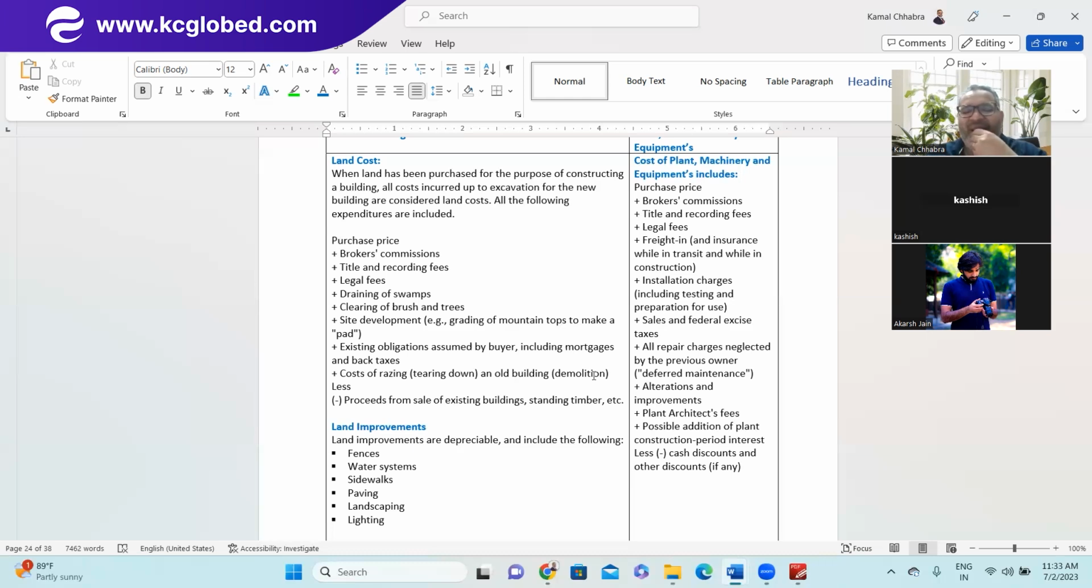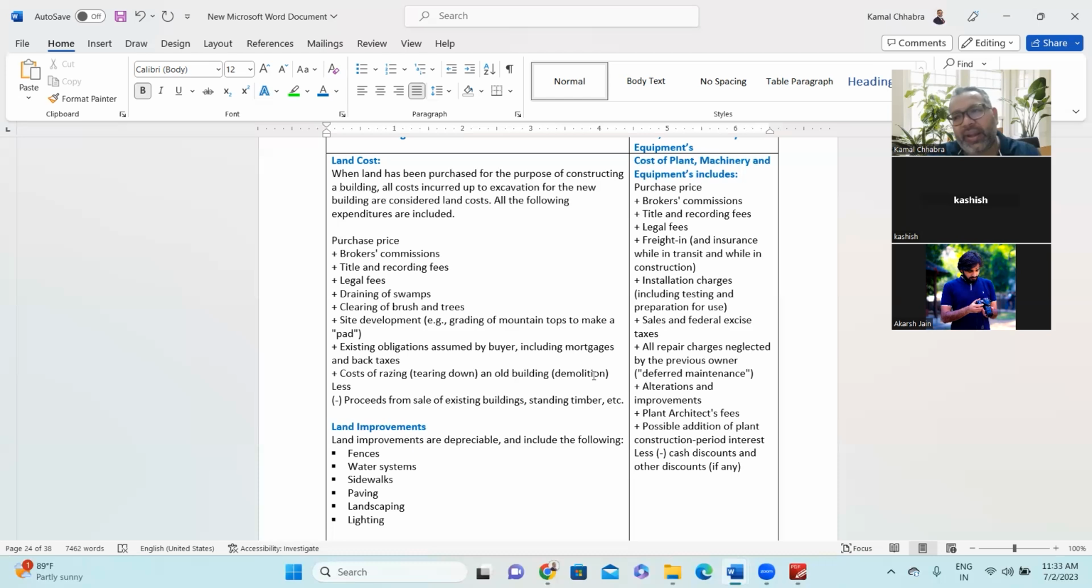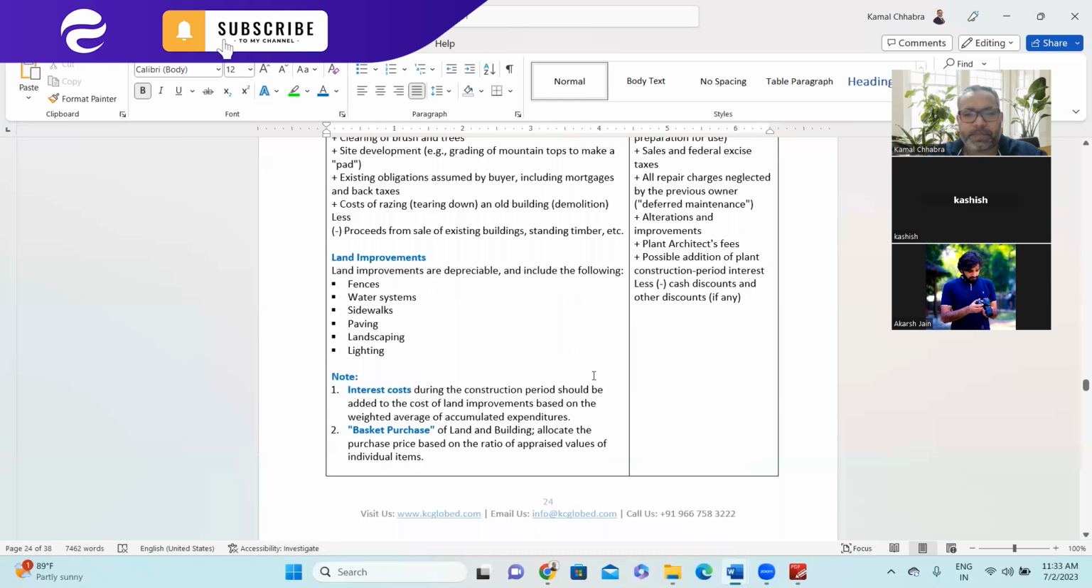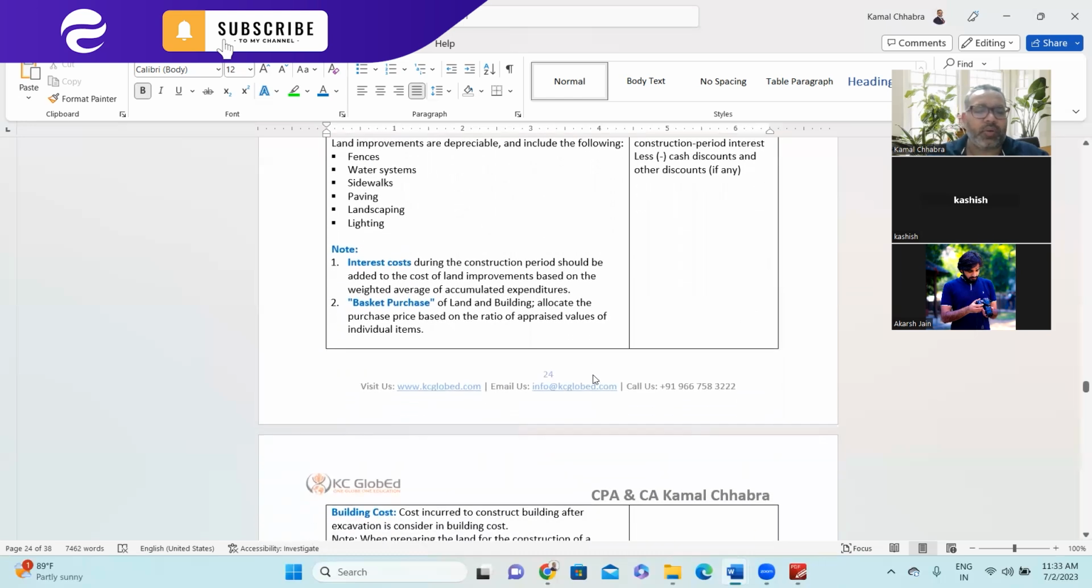First we have discussed what is the cost of land. Then there would be land improvement cost. Land improvement cost is depreciable, and it includes fencing, that means boundary walls, water system for the land, drainage system, sidewalk, paving, landscaping or lighting you have created. So all these are depreciable expenses, but this is called land improvement. Make sense?